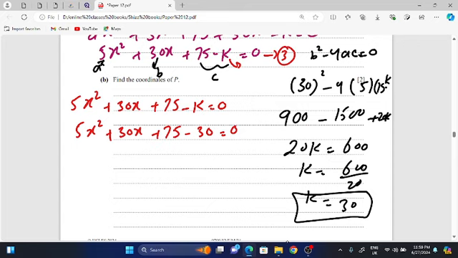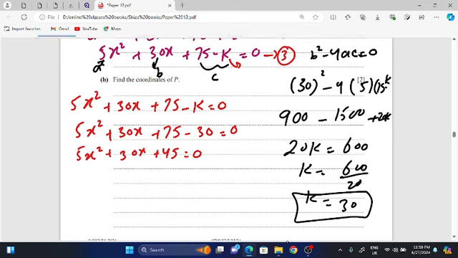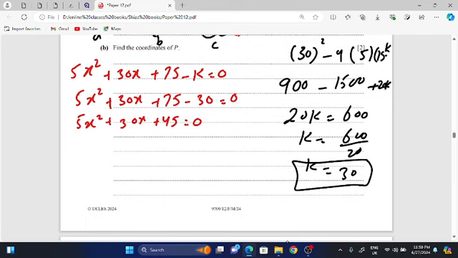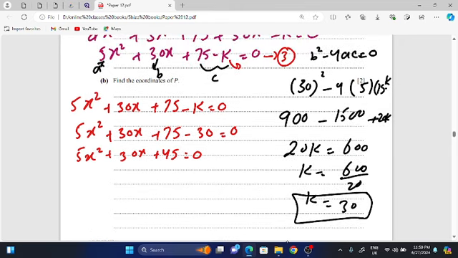75 minus 30 would be 45. So it becomes 5x square plus 30x plus 45, which is equals to 0. This is a quadratic equation, so you can solve it because I need to find the coordinates. He is not talking about a single solution or a single value for p. He is talking about coordinates of p. It means that now you will solve by using the quadratic formula or factorization, whatever is easy for you. You will not apply the discriminant rule over here. Reason? Because I need coordinates, not a single value.